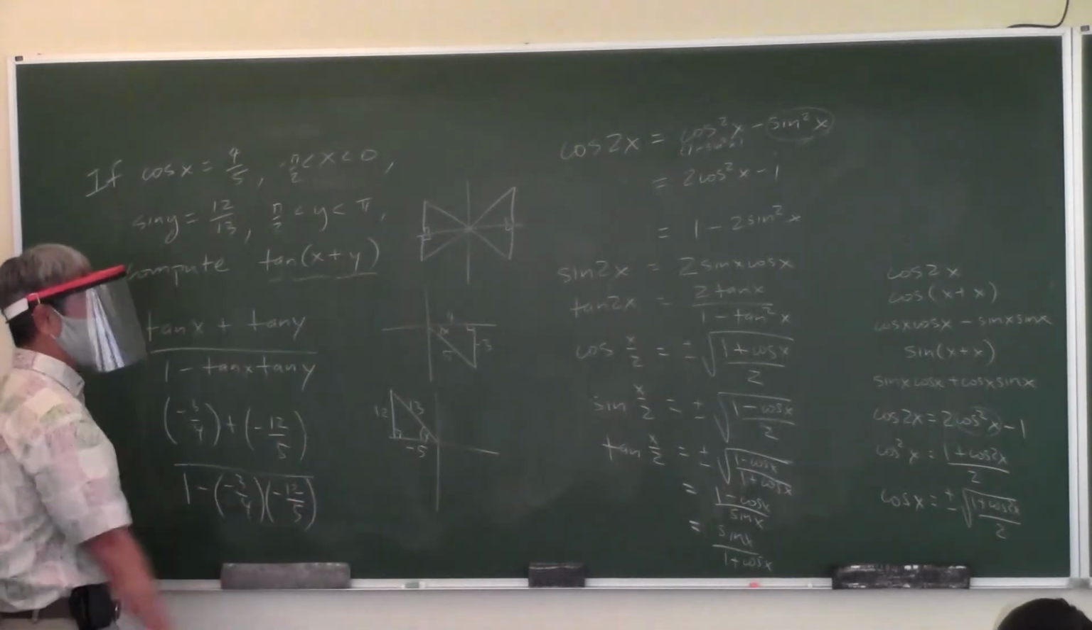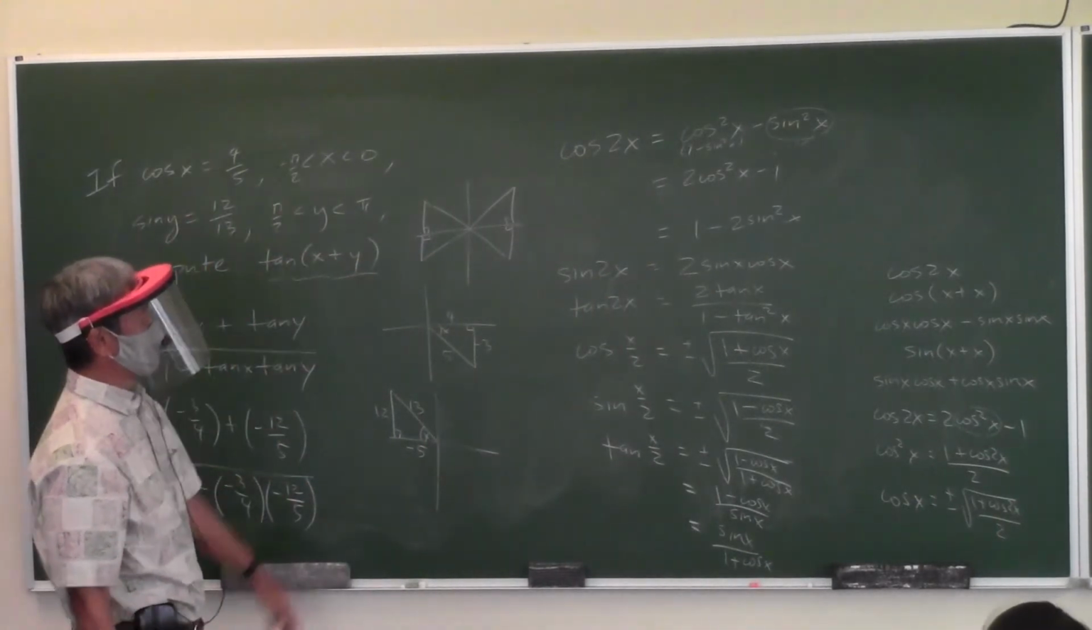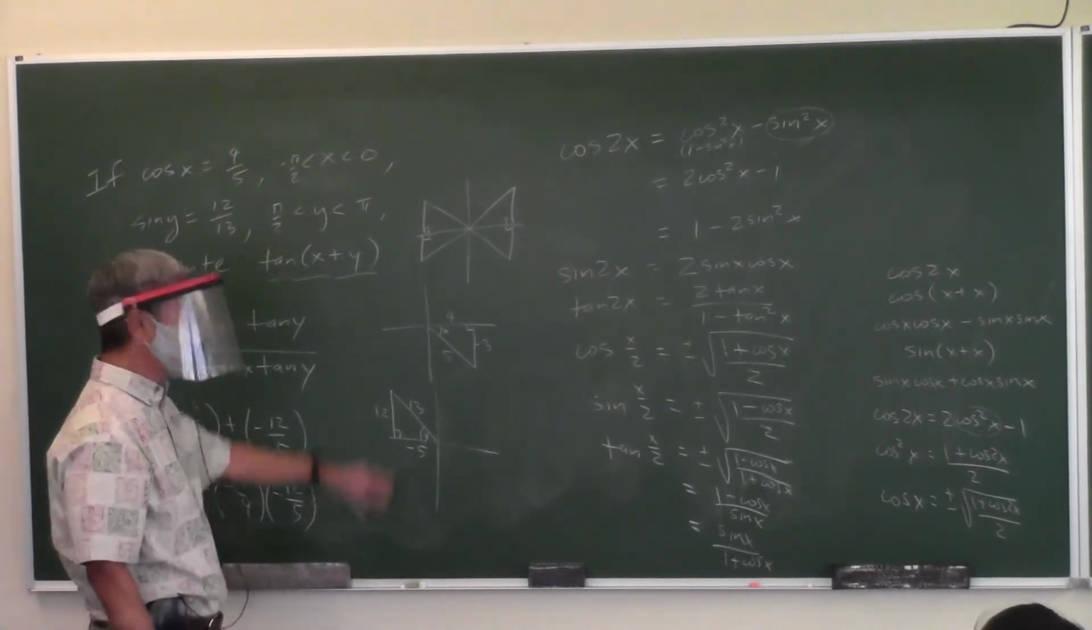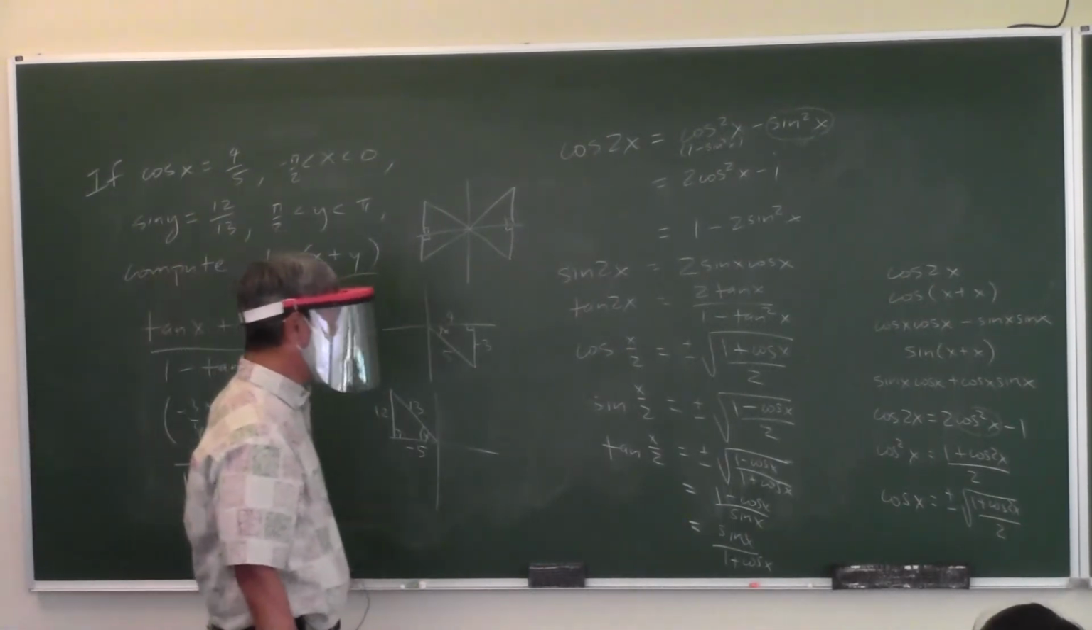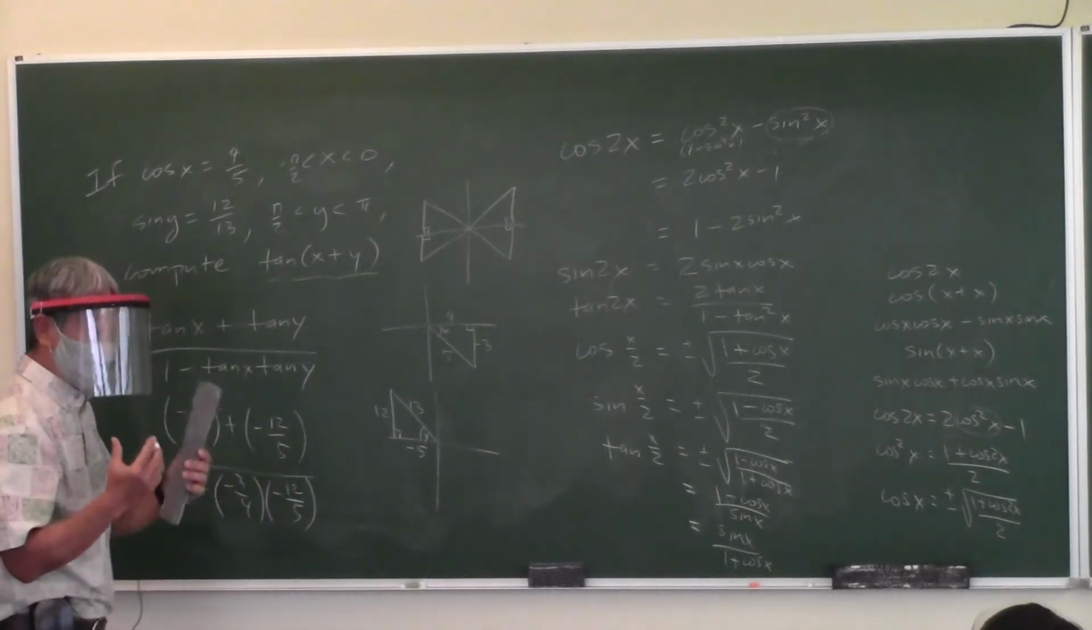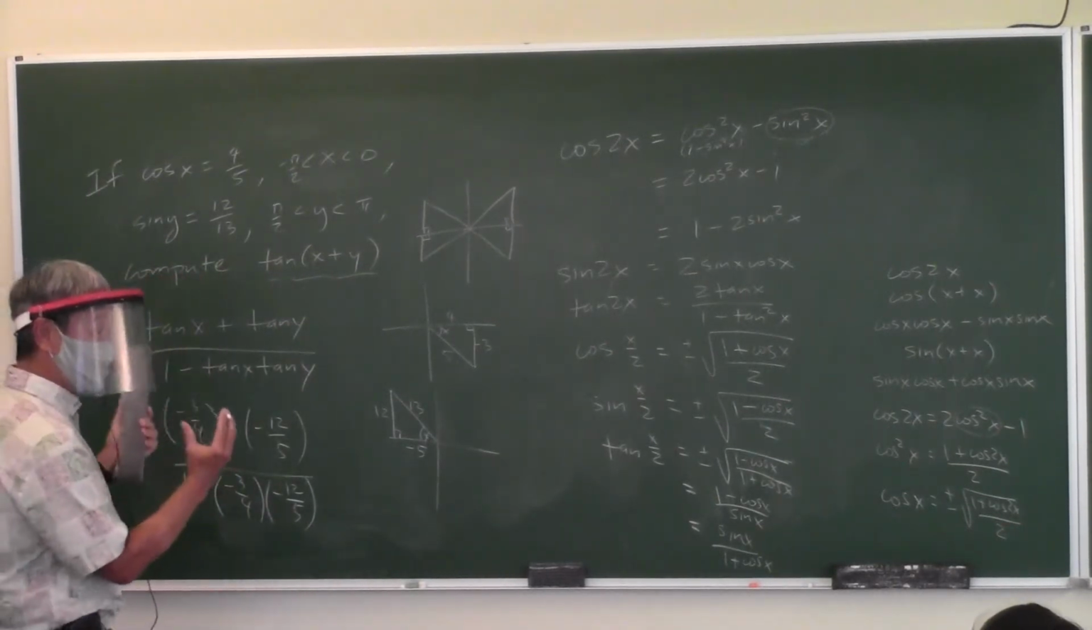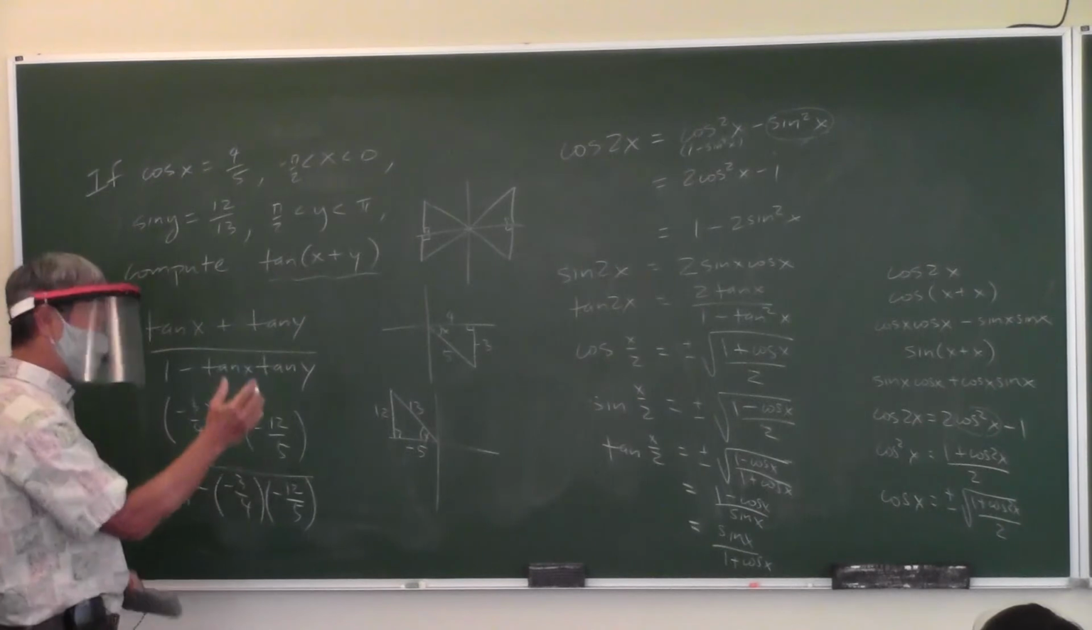And there you go. These are all the identities you need to know. Anything is fair game on the speed quiz. Okay, but then on the quizzes and the tests, you have to know how to use them. The speed quiz is just to see if you know it.